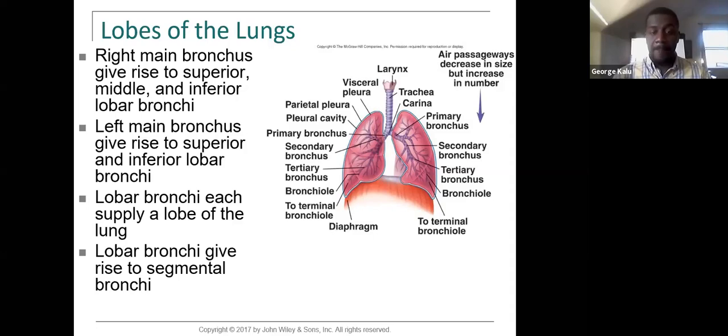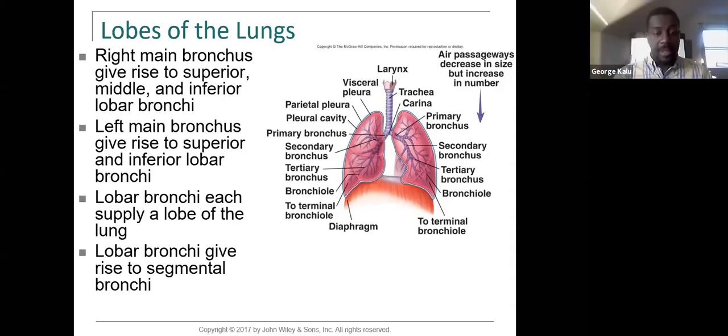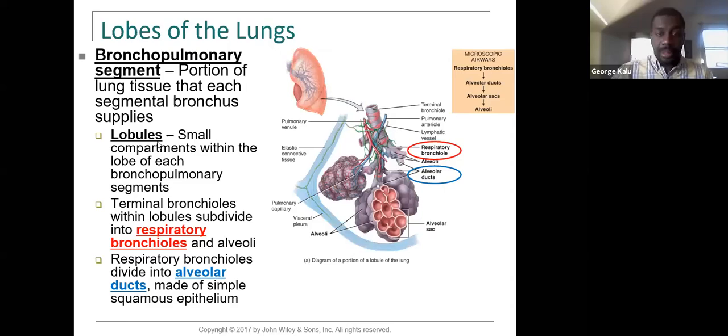From there, like I said, the lobar bronchi divide into the segmental bronchi. The segmental bronchi supply these bronchopulmonary segments. So each lobe of the lung has specific regions that are supplied by the tertiary bronchi, or the segmental bronchi.